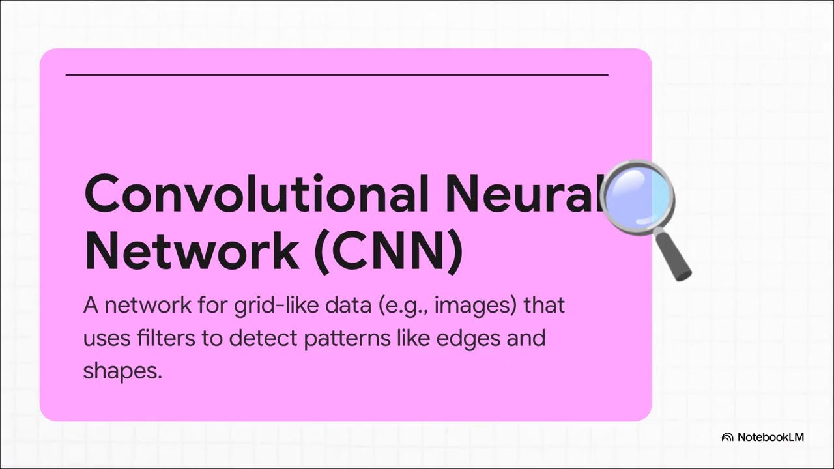First up are the visual specialists of the AI world: Convolutional Neural Networks, or CNNs. These are absolute wizards when it comes to images. Instead of just seeing a big block of pixels, CNNs use these cool little filters that slide across the image, looking for specific patterns, things like edges, corners, textures, and eventually more complex shapes.